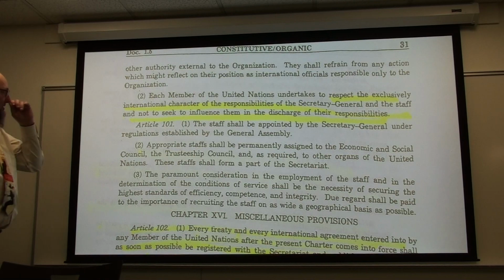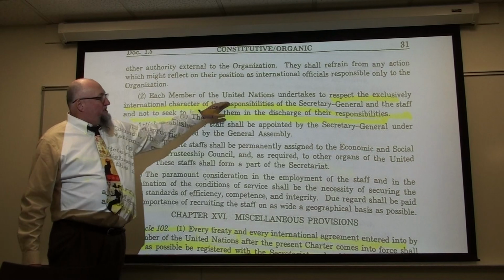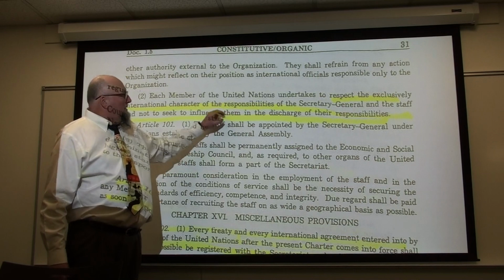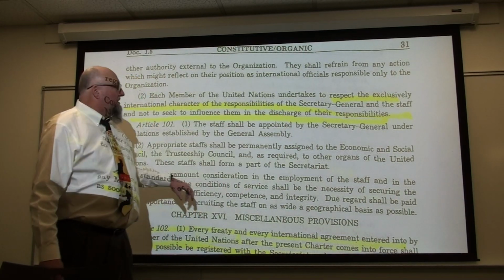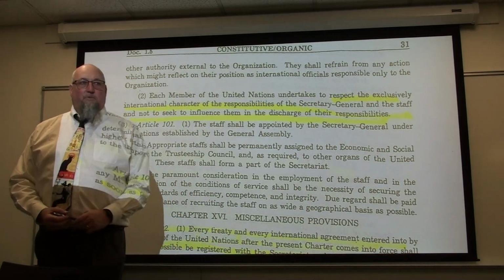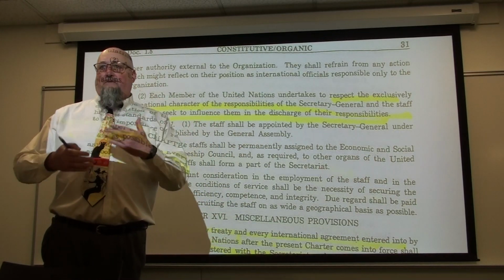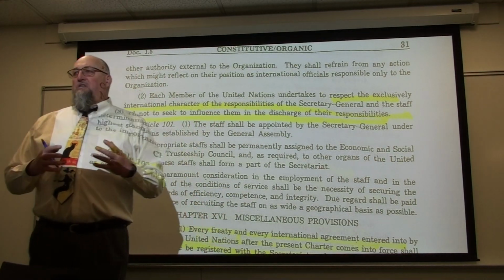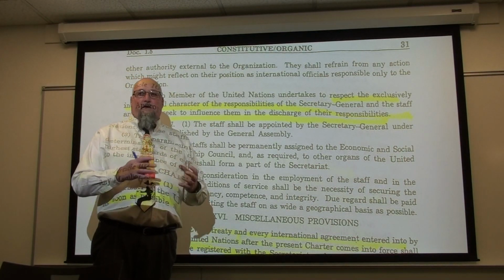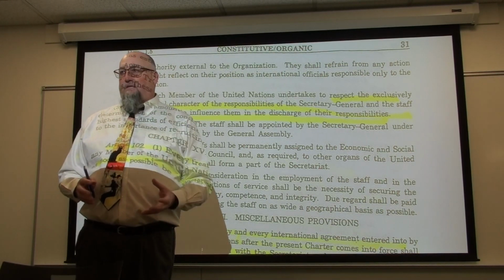Article 100, Section 2, right here. Secretary General still. Each member of the United Nations undertakes to respect the exclusively international character of the responsibilities of the Secretary General and the staff, and not to seek to influence them in the discharge of their responsibilities. So again, I highlight that because behind the scenes of that language, what's going on, this is the UN Charter essentially saying that the Secretary General position on the world stage is of an international quality.